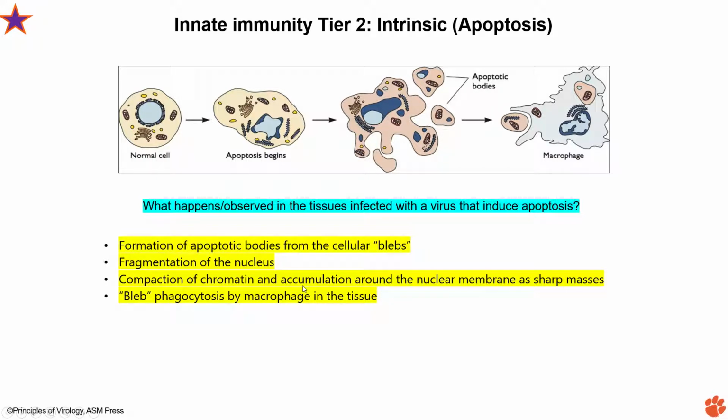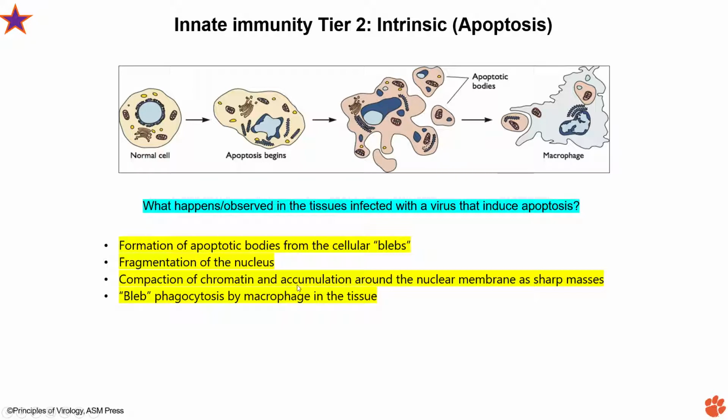And one of the important things that was in the comment is the compaction of chromatin and accumulation around the nuclear membrane. Basically what happens is sharp masses form around the membrane, accumulation around the nucleus. And then there is bleb phagocytosis by macrophage in the tissue. So all these blebs are endocytosed by the macrophage. So that's basically what happens.